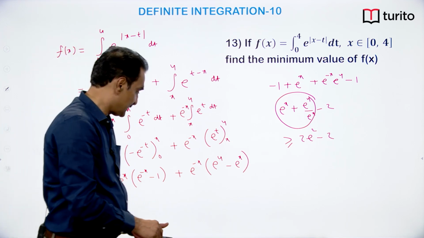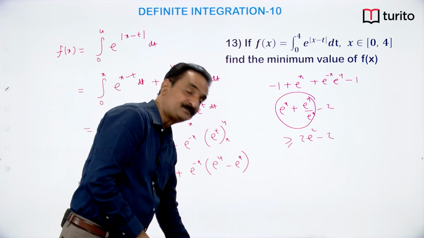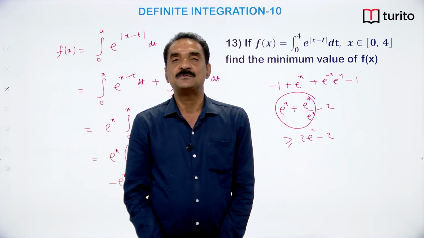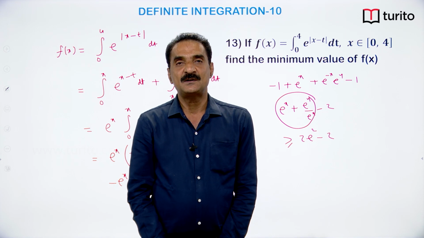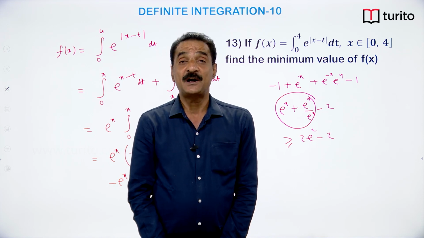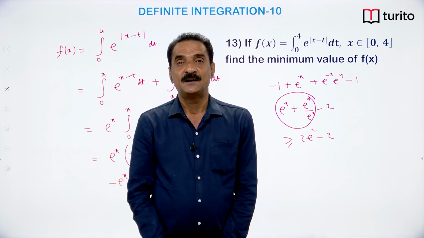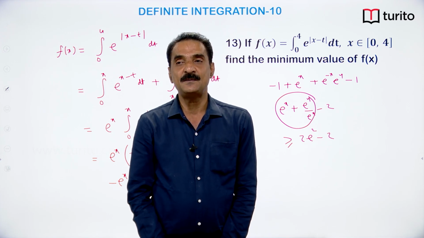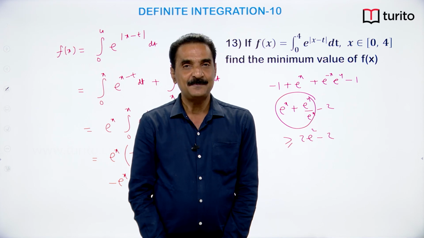Okay. So, with this we have completed definite integration, and now we are going to start the next topic. We are going to continue coordinate geometry, and that is with ellipse. Already we have completed up to parabola. So, we are going to start ellipse in the next class.